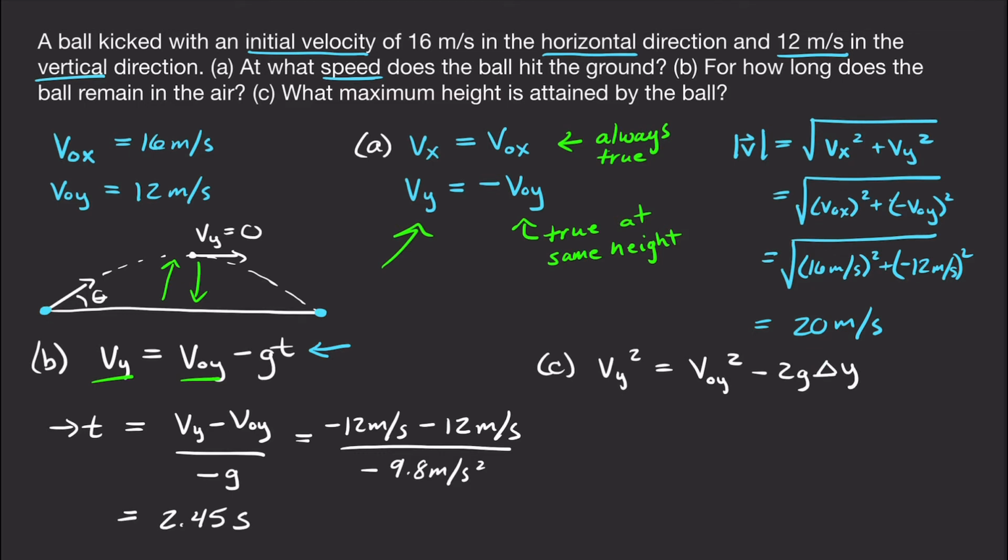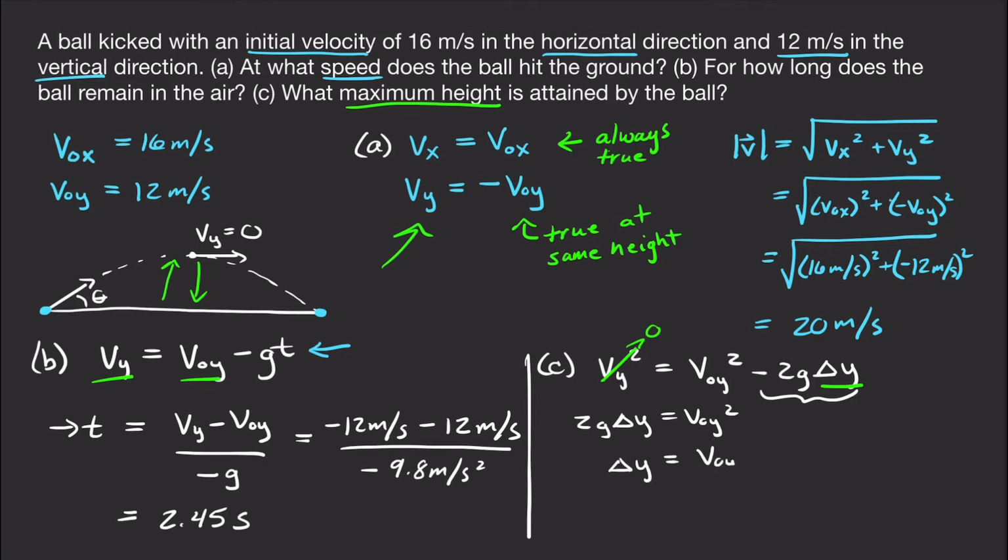And if I solve, first of all, I have Vy equals 0 at the top because I'm asked for the maximum height. So I can get rid of that. Then I want to solve for delta y. So I'm going to move this whole thing to the other side since it's negative and make it 2g delta y equals V naught y squared. And then to get delta y by itself, I just need to divide by 2g on both sides.